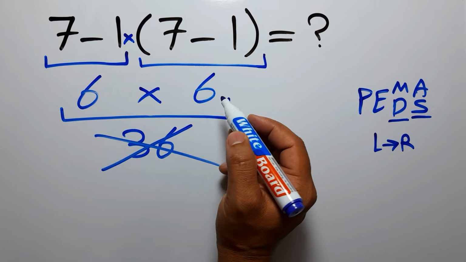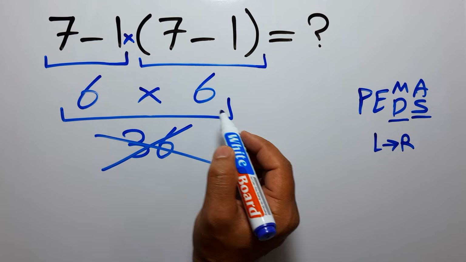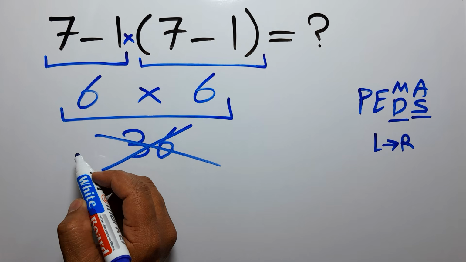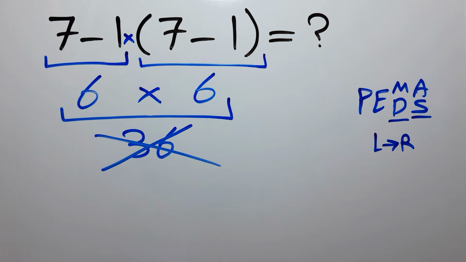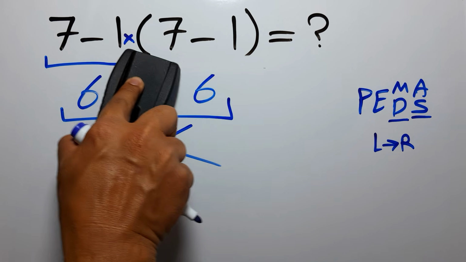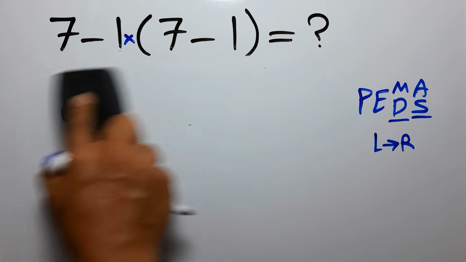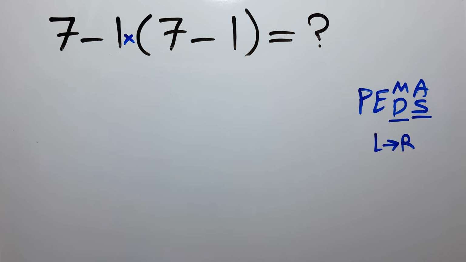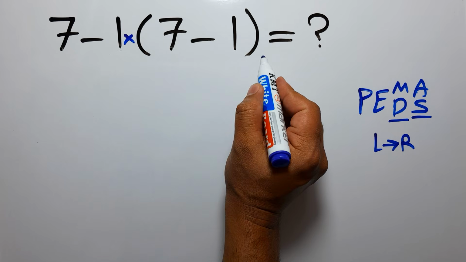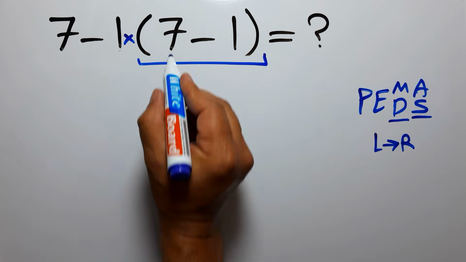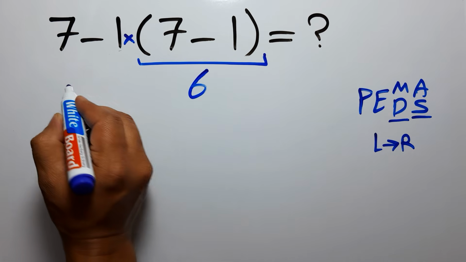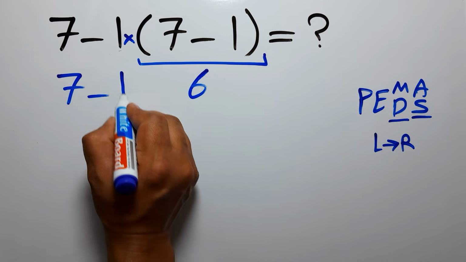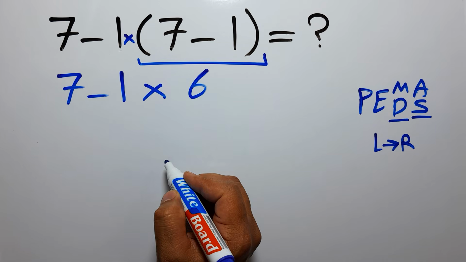first we have to do this parentheses, then this multiplication, and finally this subtraction. If we do this subtraction before this multiplication, it is wrong. So first we have to do this parentheses. Inside this parentheses we have 7 minus 1, which equals 6. So we have 7 minus 1, then times 6.